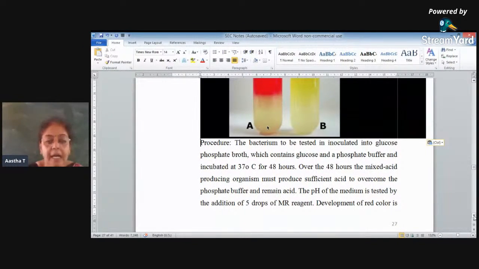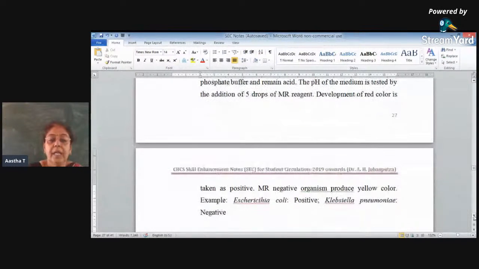So pH of this medium can be tested by adding 3 to 4 or 5 drops of methyl red indicator solution. Development of this red color indicates that the methyl red test is positive, and if there is no change in color of the medium, methyl red test is negative. So example of an organism which can give a positive methyl red test is Escherichia coli. Example of an organism which gives negative methyl red test is Klebsiella pneumoniae. Clear?